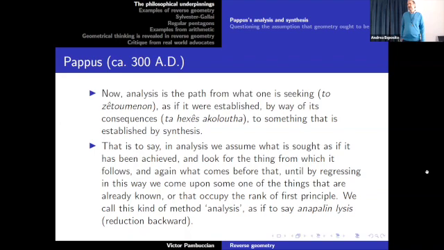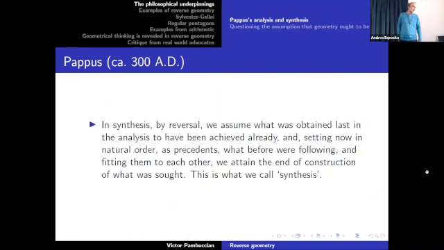As I say, the literature about this is enormous, in particular in the past 30, 40 years or so. In synthesis, by reversal, we assume what was obtained last in the analysis to have been achieved already, and setting now in natural order as precedents what before were following and fitting them to each other, we attain the end of construction of what was sought. This is what we call synthesis.